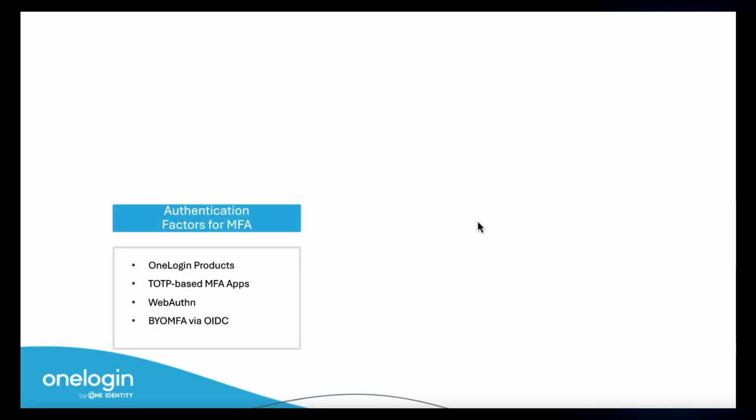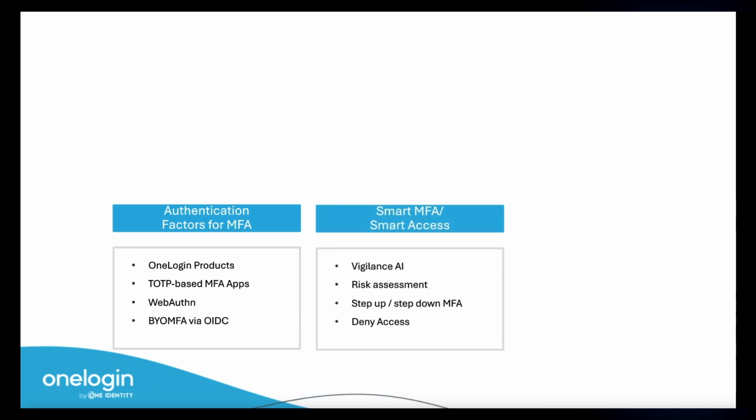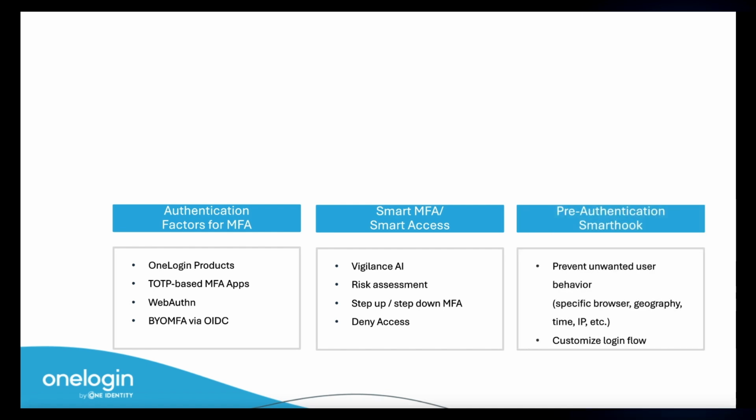Now, when we look at security settings in OneLogin, there are 5 basic concepts we need to look at. One is, of course, the different MFA factors that we support. Our own products, but also integrations with third-party solutions. And with a bring your own MFA solution in OneLogin, we can integrate with any MFA solution out there that supports OIDC. Then we have the Smart Factor module, Smart MFA and Smart Access, which is based on the Vigilance AI and performs a risk assessment for every single login event to OneLogin. The pre-authentication smart hook can do 2 things for us.